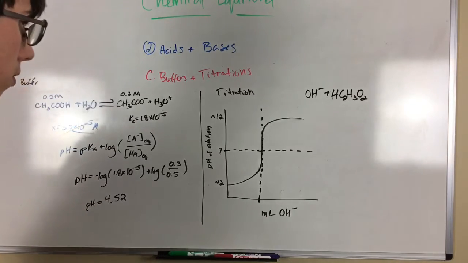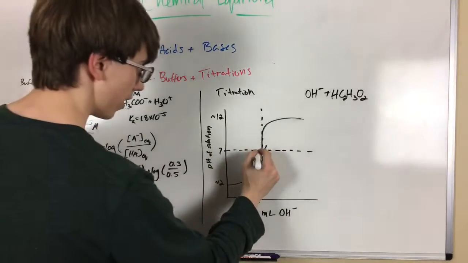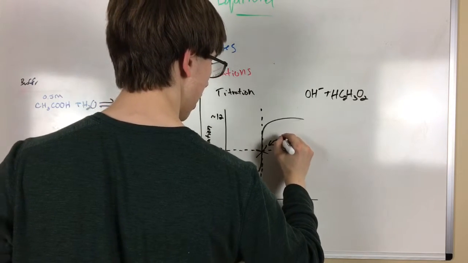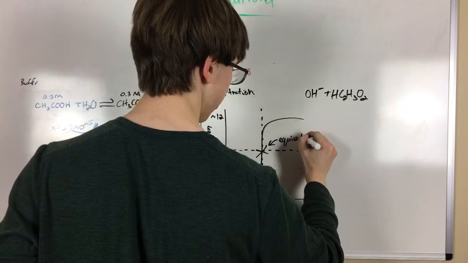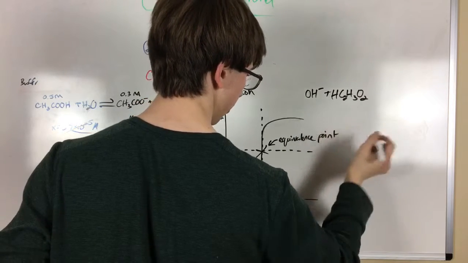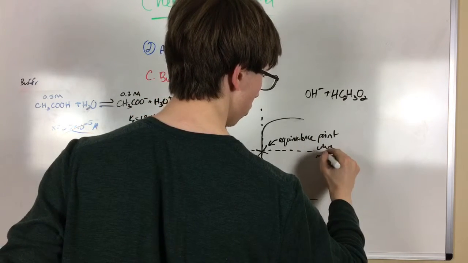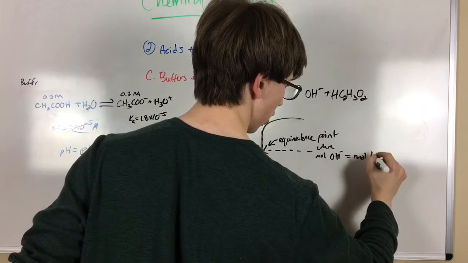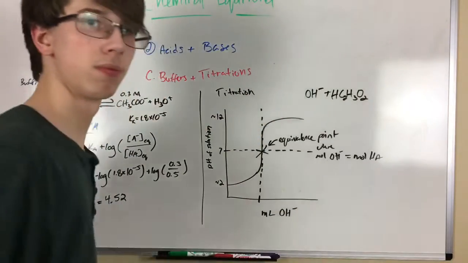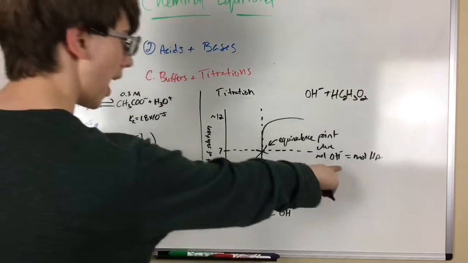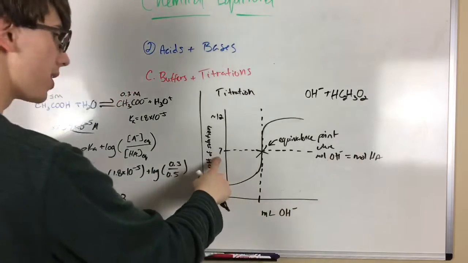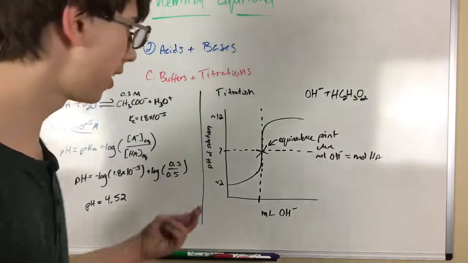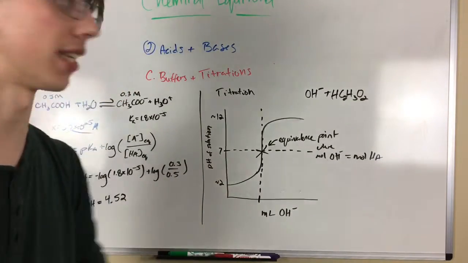Okay? And this point, this middle point, this is called the equivalence point, where the moles of hydroxide are equal to the moles of acid. Okay? So what is this acid? Well, because the equivalence point is at 7, it has to be a strong acid. It has to be a strong acid. That's the definition of a strong acid.